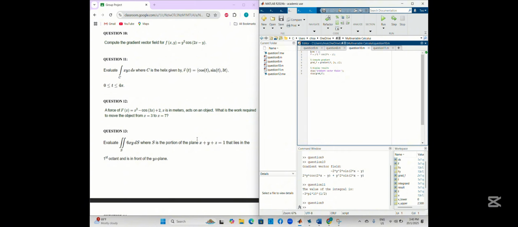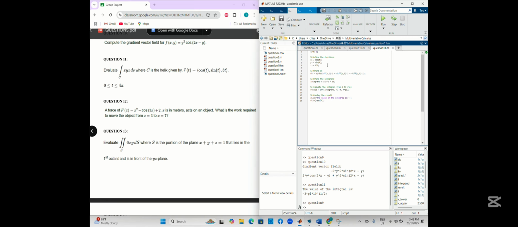For question 11, we need to evaluate the line integral where C is the helix given by r(t) equal to (cos t, sin t, 3t), in the range 0 less than t less than 4 pi. The right side is the MATLAB code for question 11. After we run it, we get the value of the integral, which is negative 3 pi multiplied by the square root of 10.